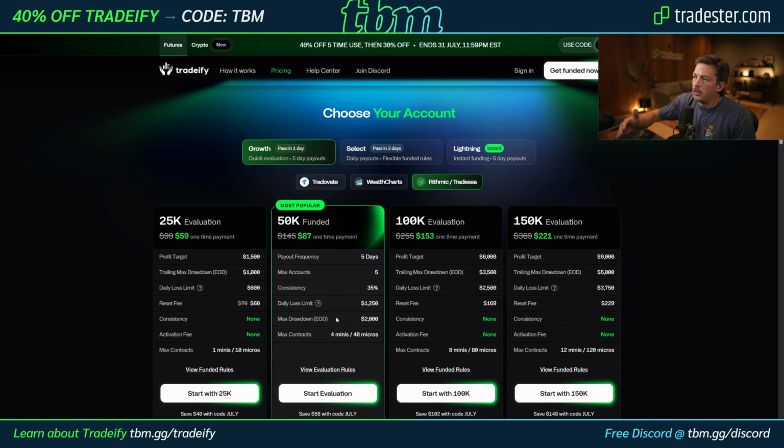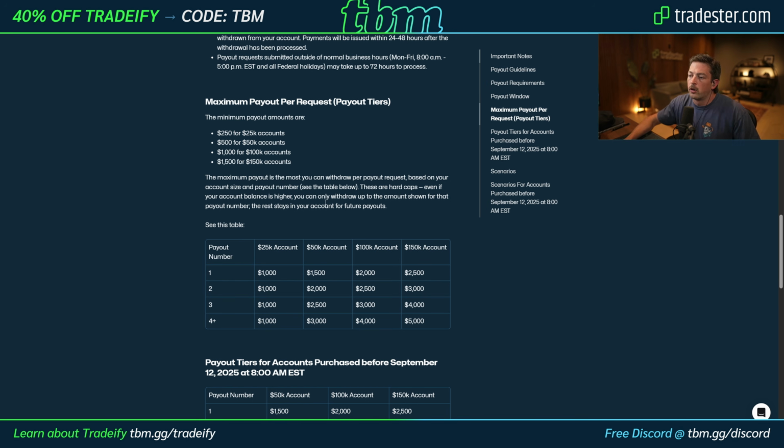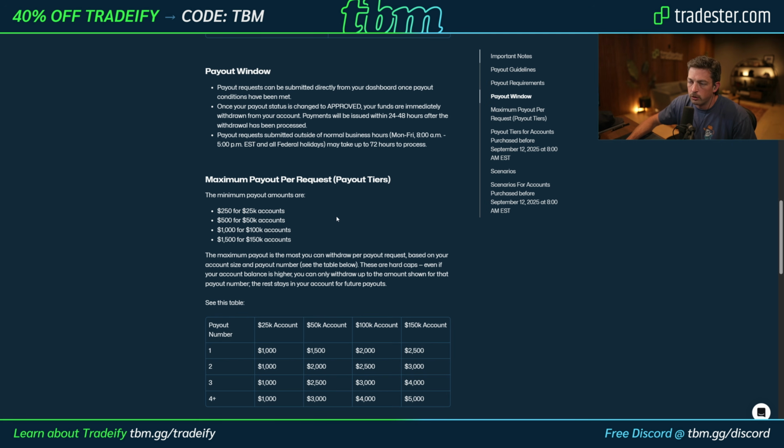Now, the one thing that's not noted in here that is important is the payouts for the growth. So the payouts for the growth account are going to be a little bit more capped. Payout number 1 will be $1,500. Payout 2 will be $2,000. Payout 3 will be $2,500. Payouts 4 and up will be $3,000. Okay, those are the maximum payouts for the growth funded accounts.